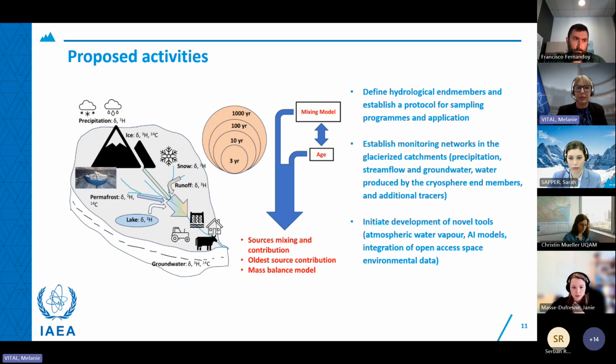Our idea under this CRP is to define hydrological end members and establish a protocol for sampling program and application, and establish a monitoring network in the glacierized catchment: precipitation, stream flow, groundwater, water processed by the cryosphere end members, and additional tracers. We also aim to initiate the development of novel tools, for example, atmospheric water vapor, AI models, and integration of AI into water process forecasting.